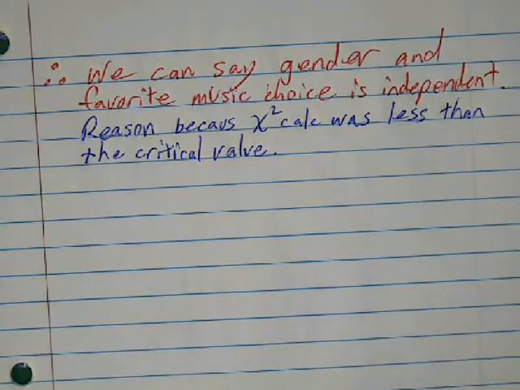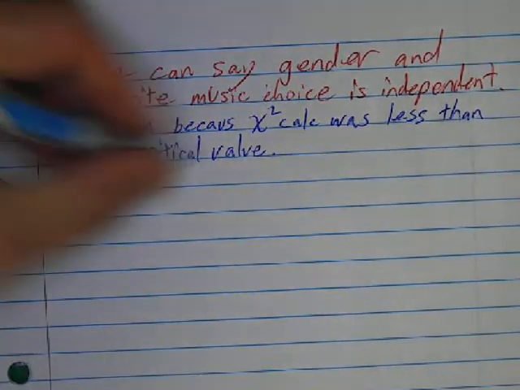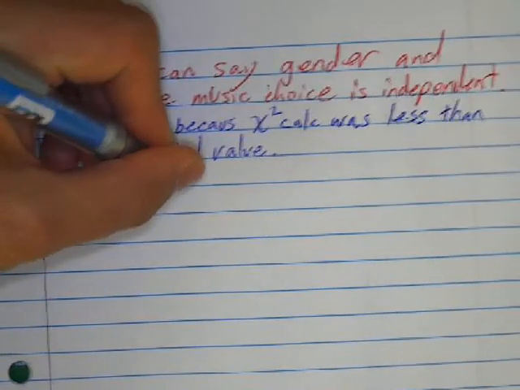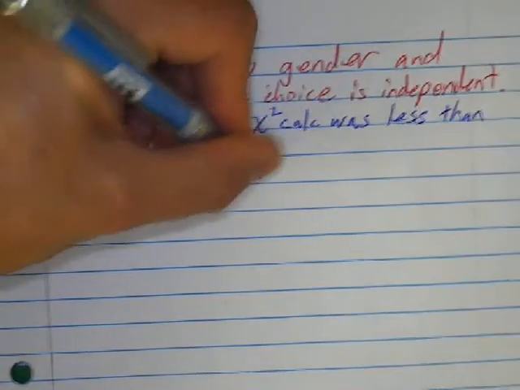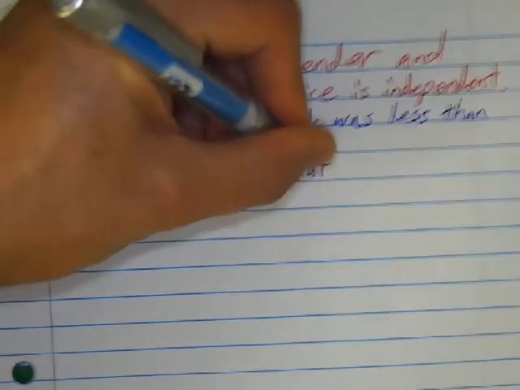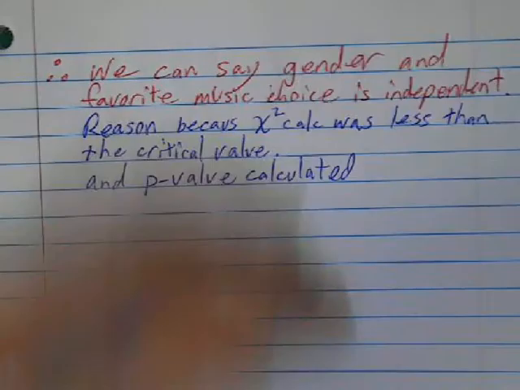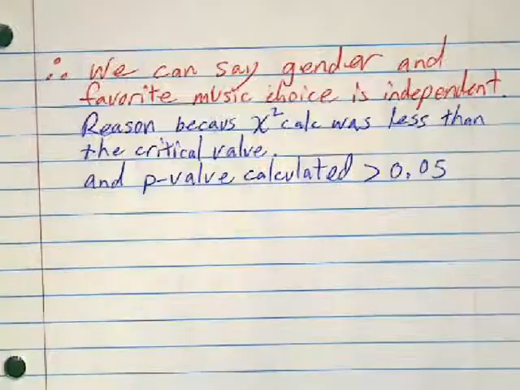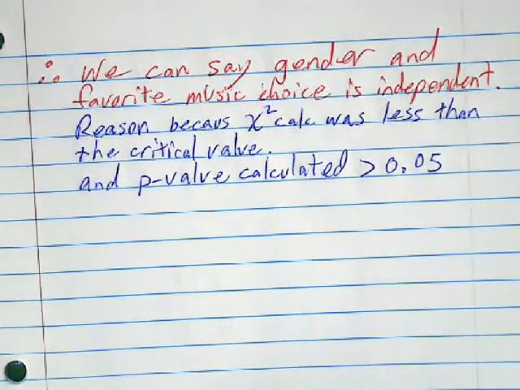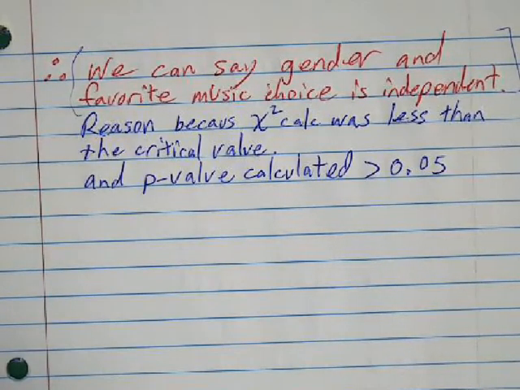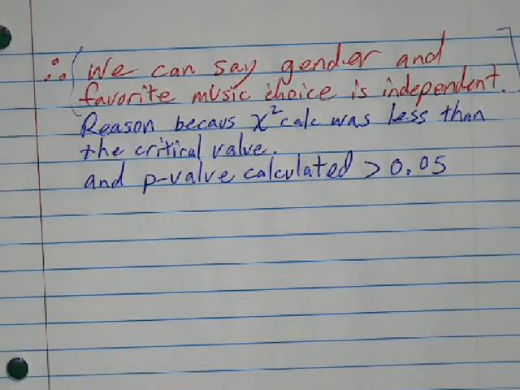Give you a second to copy this down. And the p-value calculated was greater than 0.05. Okay, those are the two reasons, and this is accepting the null hypothesis. And that's what you need to do for your homework for section S8C.